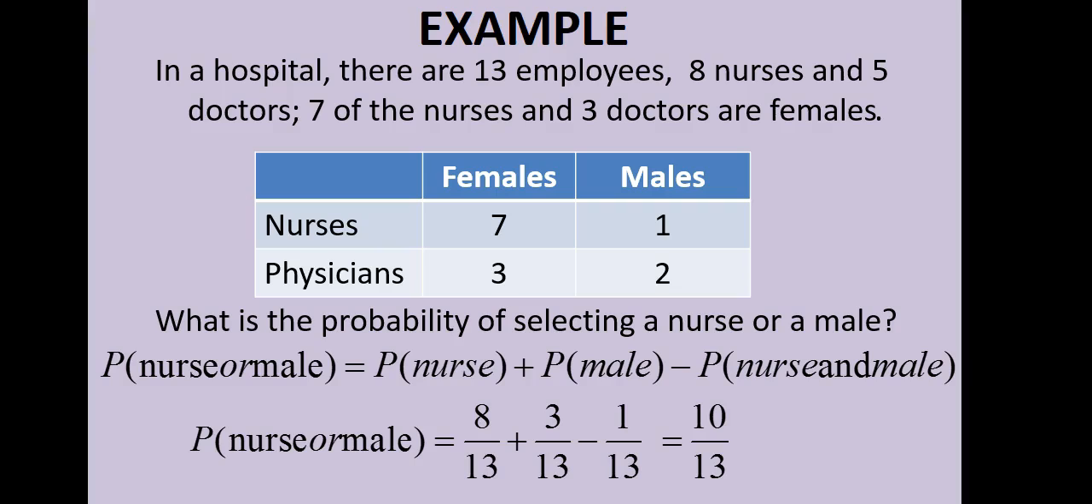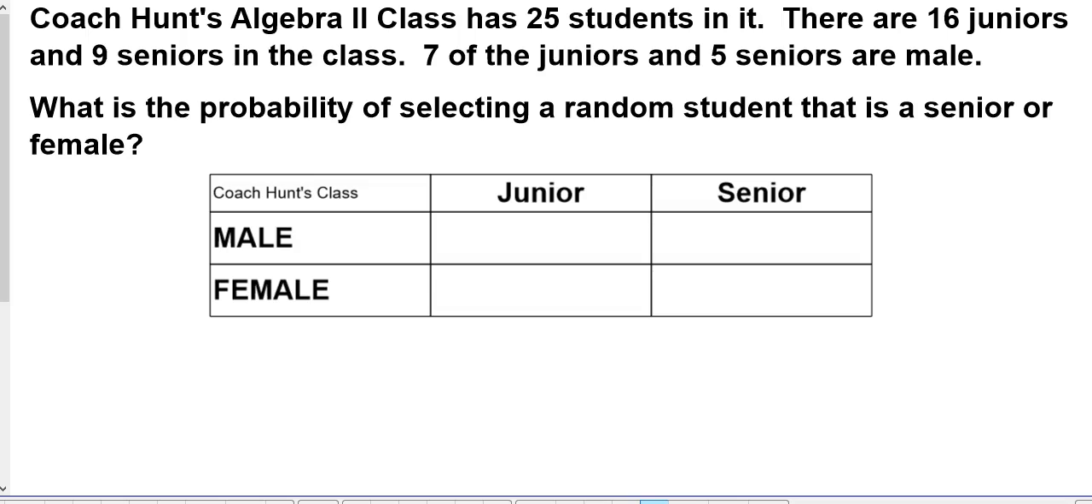Hopefully you're following that. Let's take a look at another example. Okay, here's an example that I've put together for you. Coach Hunt's Algebra 2 class has 25 students in it. There are 16 juniors and 9 seniors in the class. 7 of the juniors and 5 seniors are male.